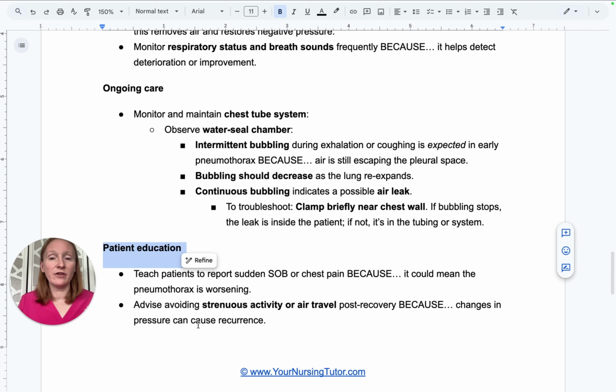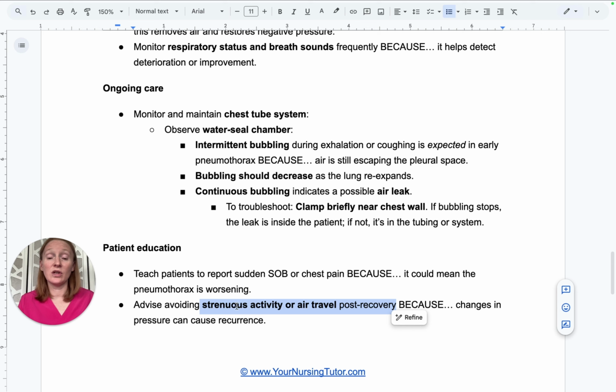You could go on forever for this. Don't obsess over it. A big part of nursing school is learning to trust your brain. We teach clients to report any sudden symptoms or changes in symptoms, anything out of the ordinary that might indicate a worsening problem. And because the pneumothorax has a lot to do with pressure, we would avoid things that would increase the pressure, like strenuous activity or air travel, because those can change the pressure, which even if the pneumothorax is healing, could cause it to bust open again.